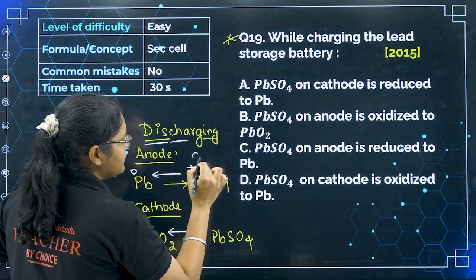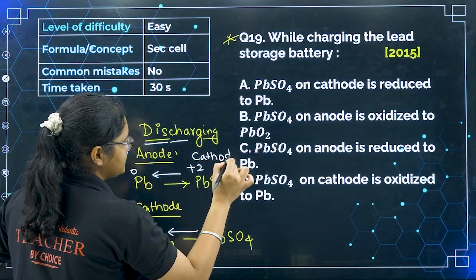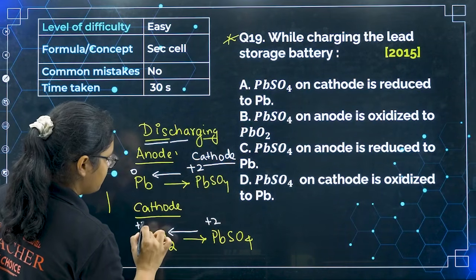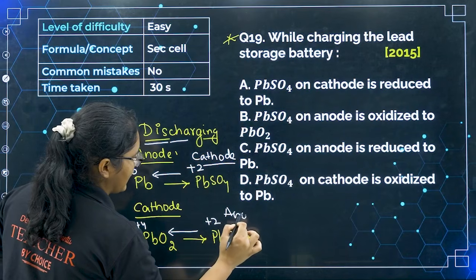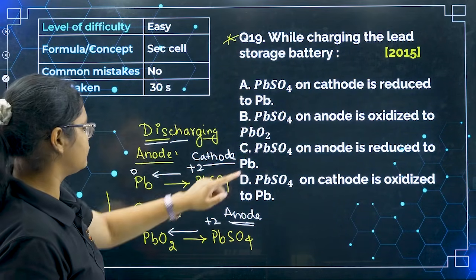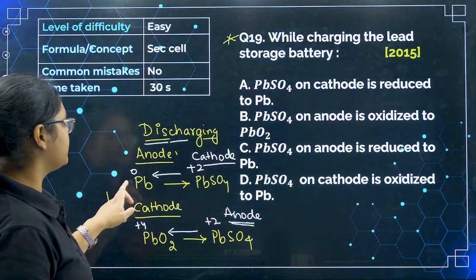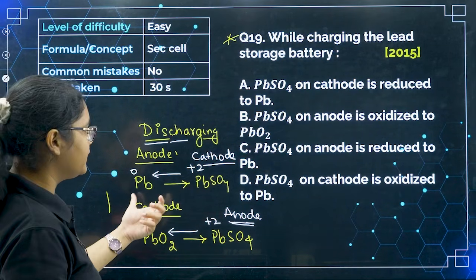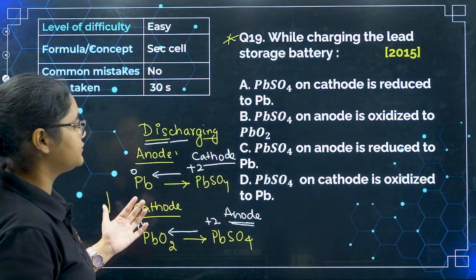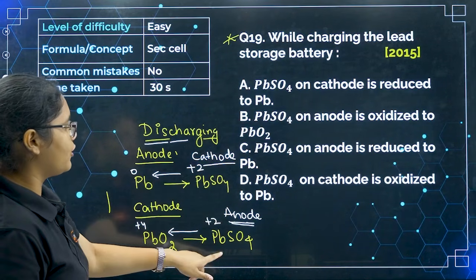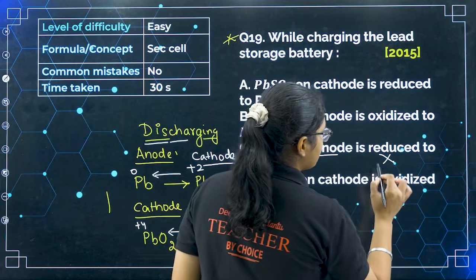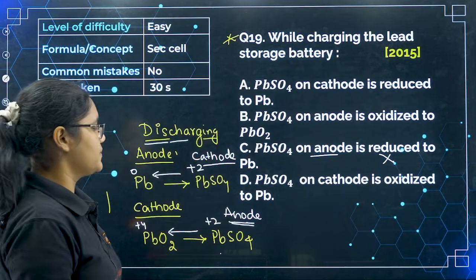So now this reaction is taking place at cathode, and this reaction, that is +2 to +4, which is oxidation, is taking place at anode now. Right? So what is the first option? PbSO4 on the cathode is reduced to Pb. Yes, that is happening. PbSO4 on the anode is oxidized to PbO2. This is also correct. PbSO4 on anode is reduced to Pb. No, first of all, at anode there is never reduction, there is always oxidation.